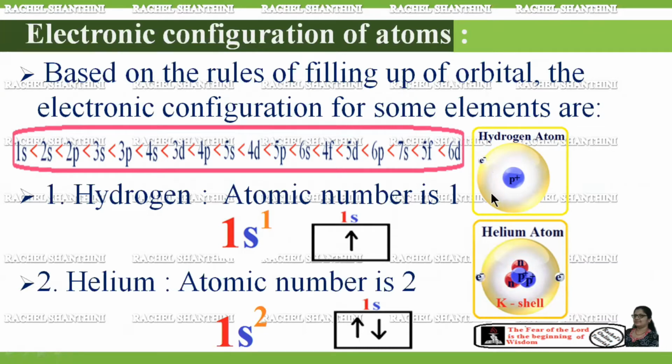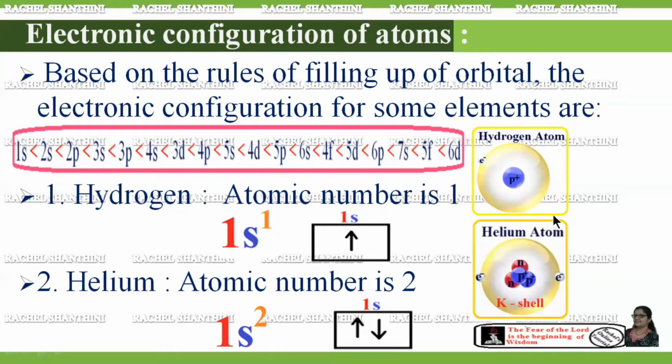To represent the electronic configuration of hydrogen in scientific notation, since this electron is present in the s orbital in the K shell, what is the value of its principal quantum number? 1, right? So 1, yes. How many electrons are there? 1 electron. So 1, yes. In the superscript, we have to write what is the number of electrons? 1, right? So we have to write 1.